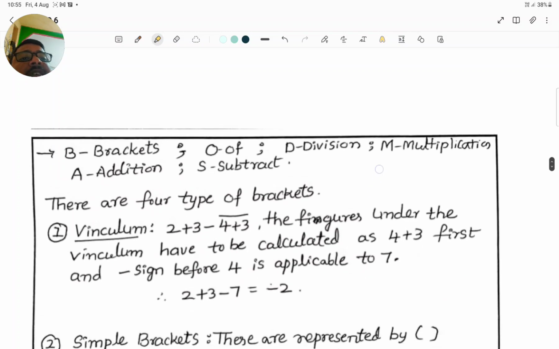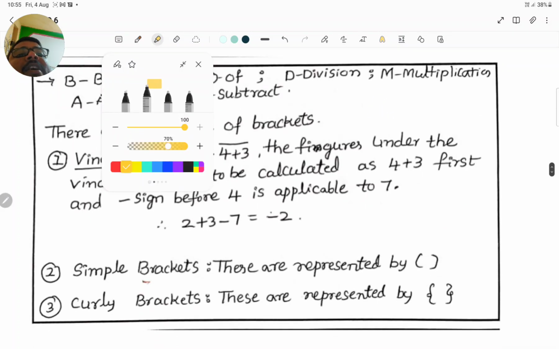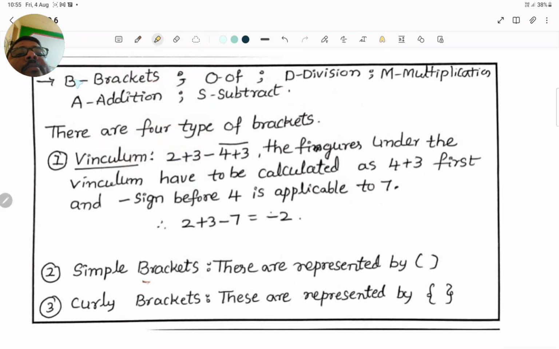In the BODMAS rule, B stands for brackets. O means of. D means division. M means multiplication. A means addition. S means subtraction. So in BODMAS, B means brackets, O means of, D means division, M means multiplication, A means addition, S means subtraction.